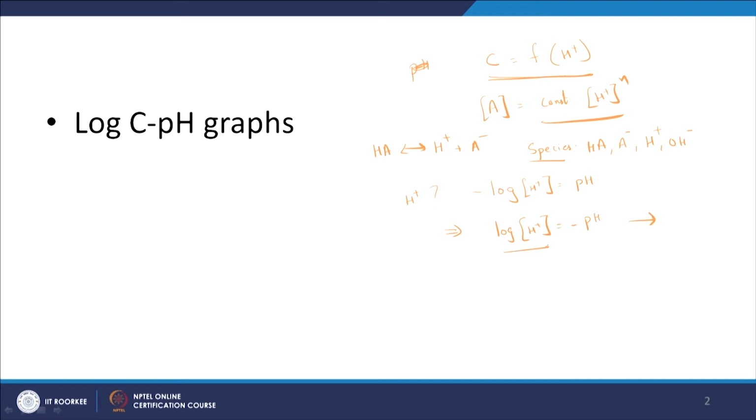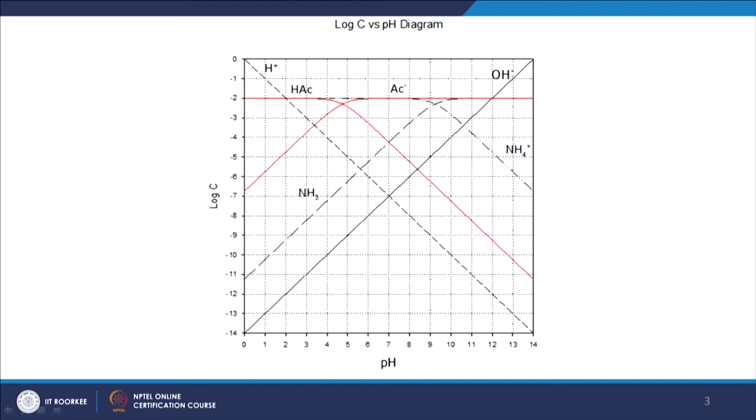So you have log C versus pH. That is equation 1. That is what you see here: as pH increases, log C decreases, which is what we just looked at in the graph. As pH increases, you see that log C keeps decreasing.